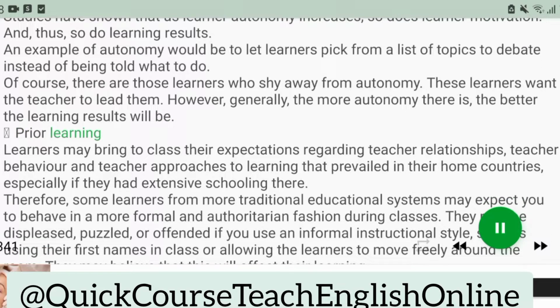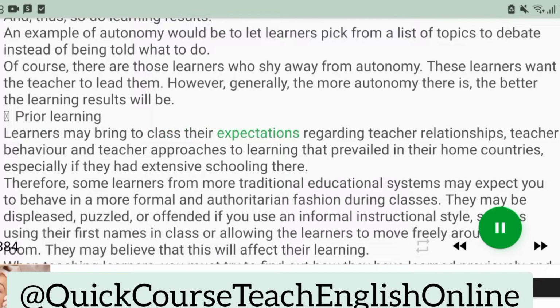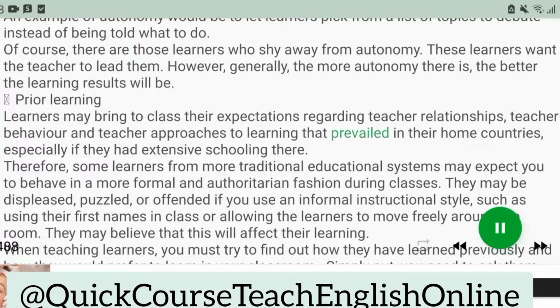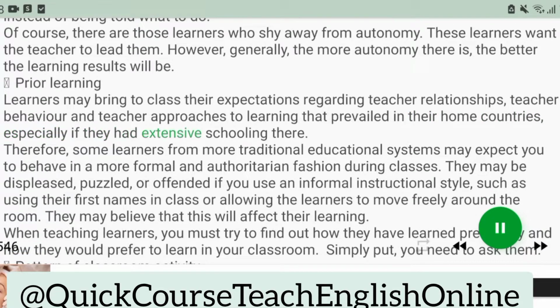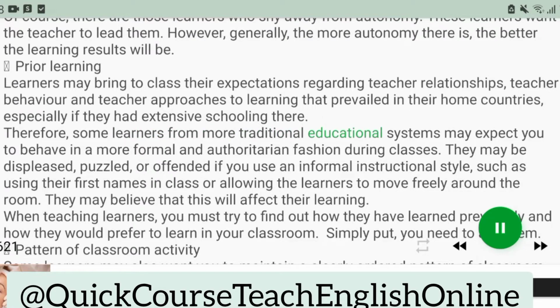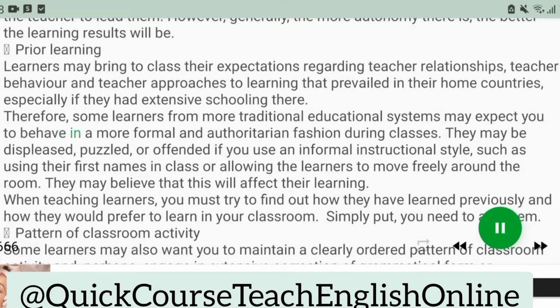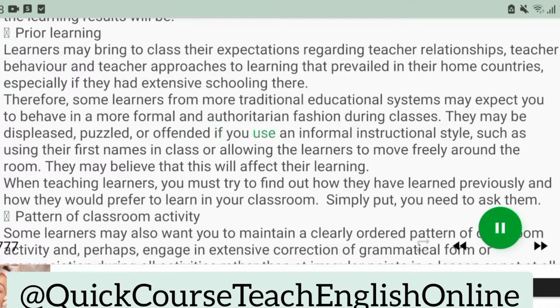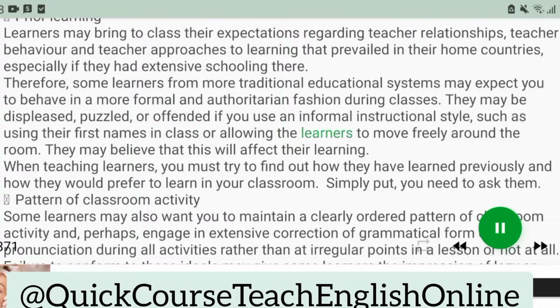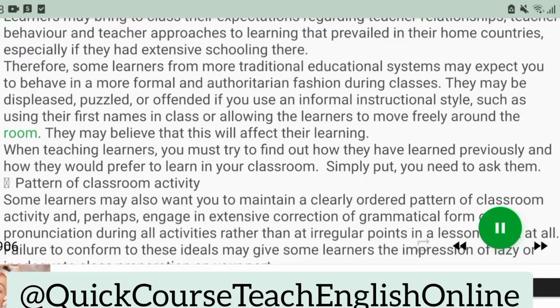Prior learning. Learners may bring to class their expectations regarding teacher relationships, teacher behavior and teacher approaches to learning that prevailed in their home countries, especially if they had extensive schooling there. Therefore, some learners from more traditional educational systems may expect you to behave in a more formal and authoritarian fashion during classes. They may be displeased, puzzled, or offended if you use an informal instructional style, such as using their first names in class or allowing the learners to move freely around the room. They may believe that this will affect their learning.